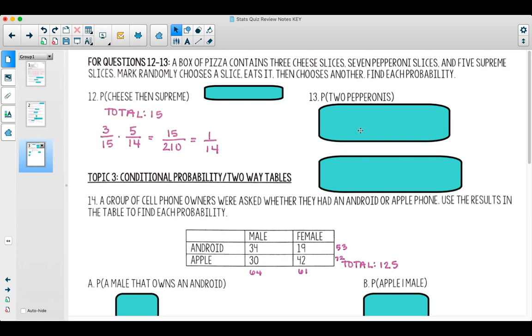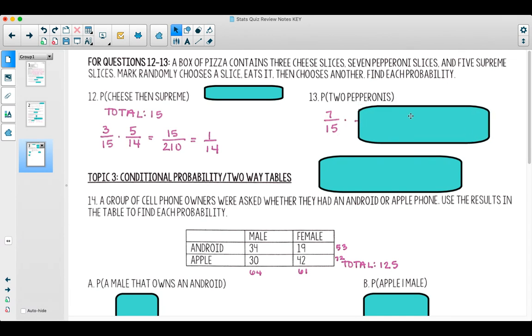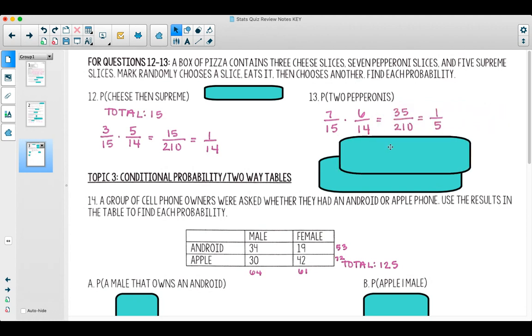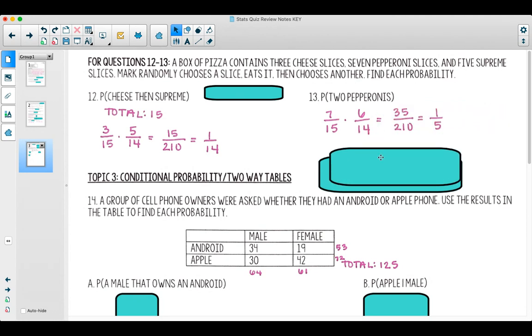So let's see how we did on problem number 13. Probability of getting 2 pepperonis. So there's 7 pepperoni slices, still 15. But now, what's the probability of getting another pepperoni? That would be 6 over 14. Multiply them together, we get 30. That'd be 42, sorry. 42 over 210. And then that should, I think, still simplify to 1/5. So the 1/5 is correct. That should be 42. My bad.